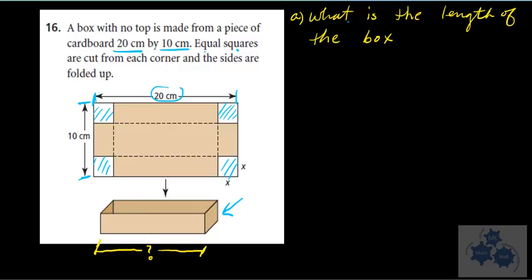Now, the question is, in A, what is the length of the box? What is the length of the box? And I'm talking about this right here, the overall length of this box. So what I'm looking for is this length right here. Okay? Looking for that length right there. Is it 20? Nope, it's not 20. This is 20. So what is this length? How do we get that length from the information that we're given?